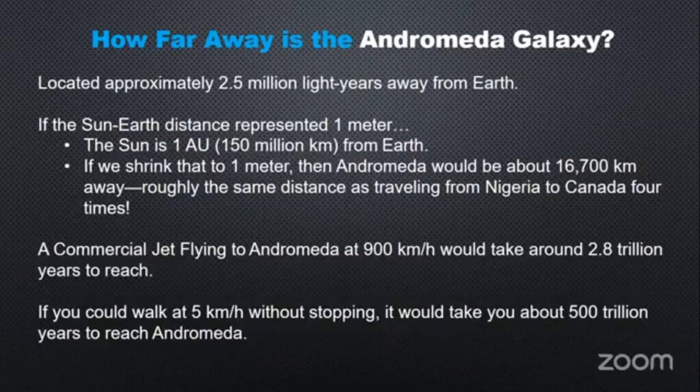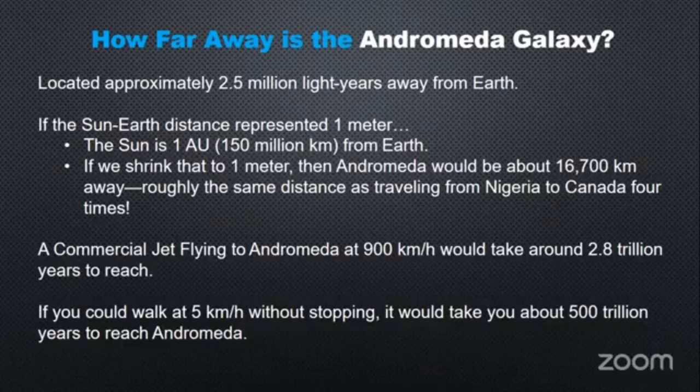To understand the magnitude of this distance, we're going to use some things that we are familiar with to help us visualize it. For instance, the Earth-Sun distance, or the Sun-Earth distance, we call it one astronomical unit. That distance is equivalent to about 150 million kilometers from Earth. But let us reduce that one astronomical unit to 1 meter.